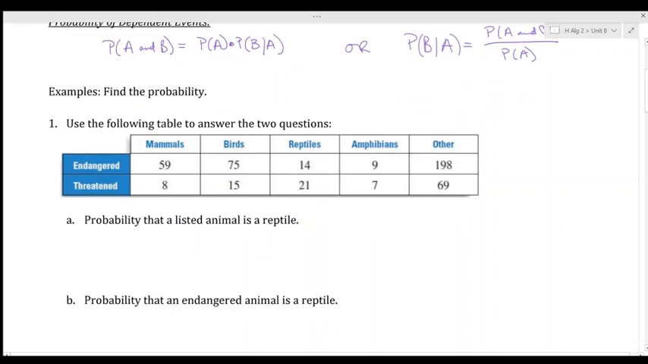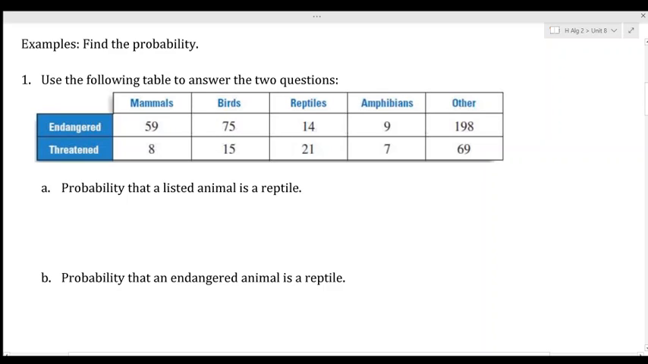Okay, let's jump into it. So, some examples. We're going to find the probability. This first one is not a dependent probability. So, the probability that the listed animal is a reptile. This is not a dependent probability. This is the number of reptiles over the total number of animals from our chart.